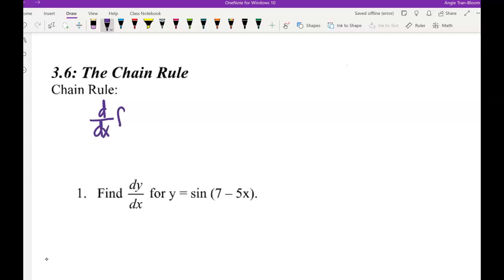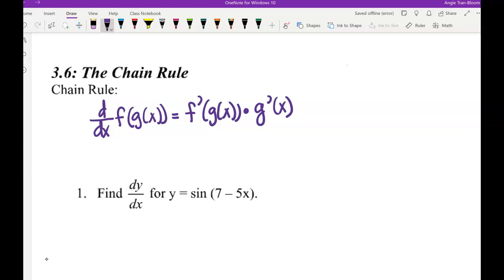So the chain rule is used for when we are trying to find the derivative of a function that seems super crazy, right? So in this case, it's a composition of two functions. So when you have a composition of two functions, we first do the derivative of the outer. So f is the outer function. Then multiply to the derivative of the inner function, okay?